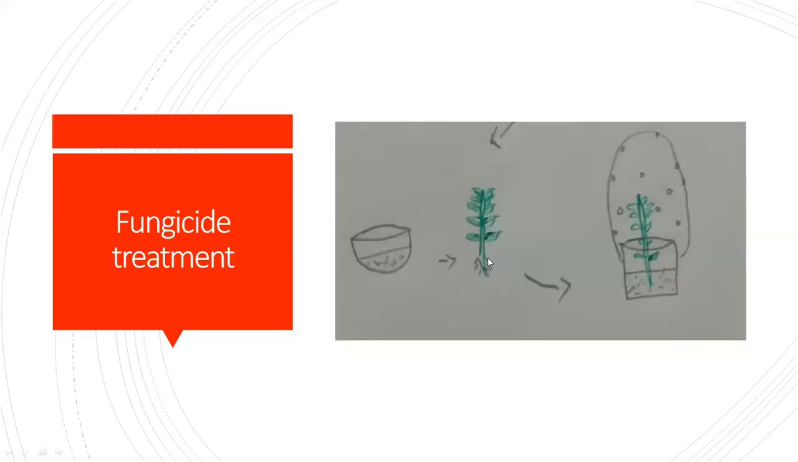Then the plantlets are treated with fungicide, before they are planted in a small pot. The chemicals used to kill fungus are called fungicides. So first we treat the plantlet with fungicides.